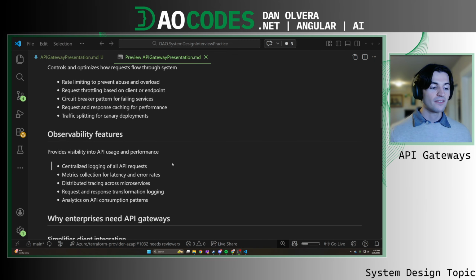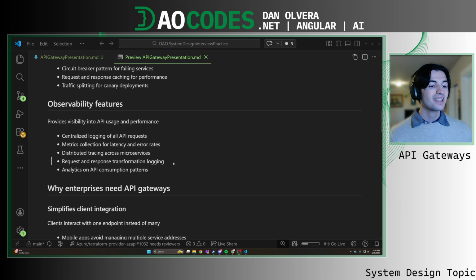Some of the observability features that are really nice for enterprises is that there's centralized logging of all API requests, right? If everything's coming into this single point, you also get all this logging from the same place. Now, you can also get distributed tracing across these microservices, the request and response transformations, and any analytics on API consumption patterns. Now, if you were to implement this all piecemeal, each different microservice, there'd be a lot of shared things. So, just like the DRY principle, do this at the gateway level instead.